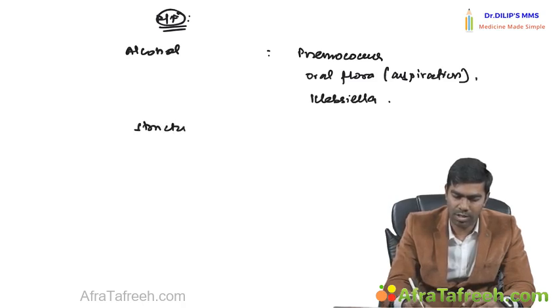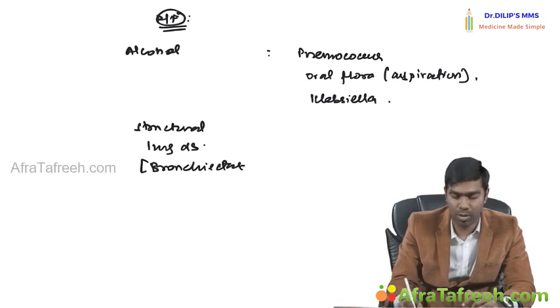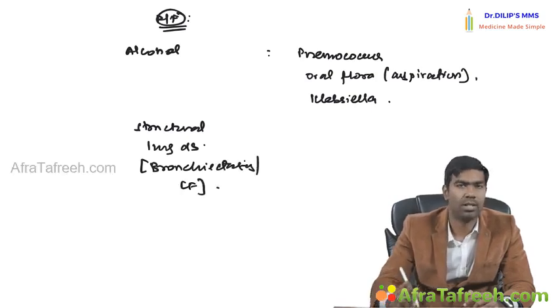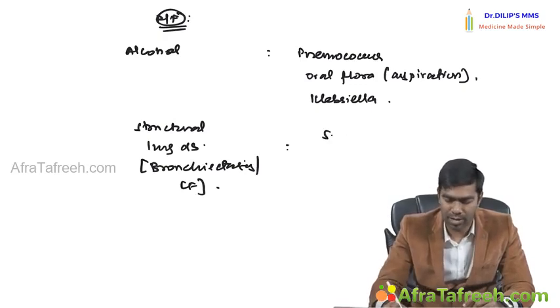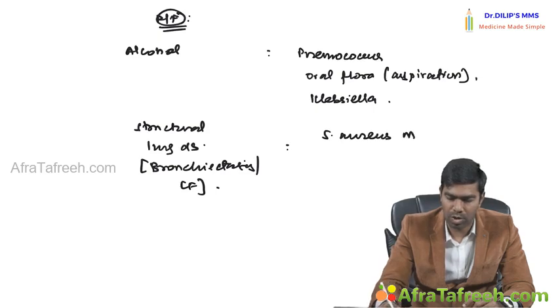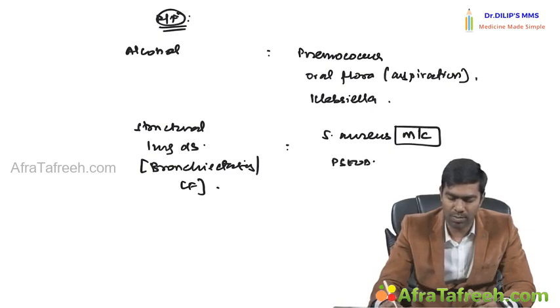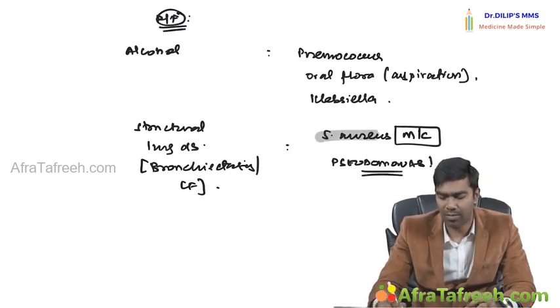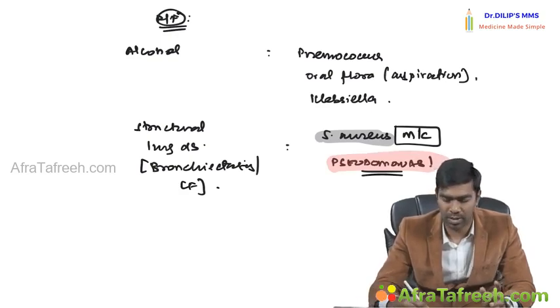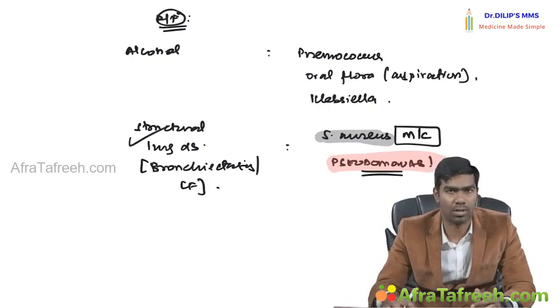Then if you have a structural lung disease like bronchiectasis or cystic fibrosis, this is a very important point, please pay attention. Bronchiectasis and cystic fibrosis, again your Staph aureus is going to be the most common cause, there is no doubt about that. But remember, a very notorious organism in these patients is Pseudomonas. Many times you will have a colony of Pseudomonas. Remember, Staph aureus will not form a colony, it's only a cause of pneumonia in these patients, but Pseudomonas will form colonization.